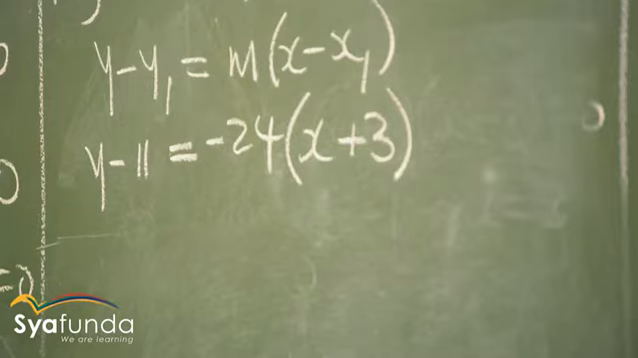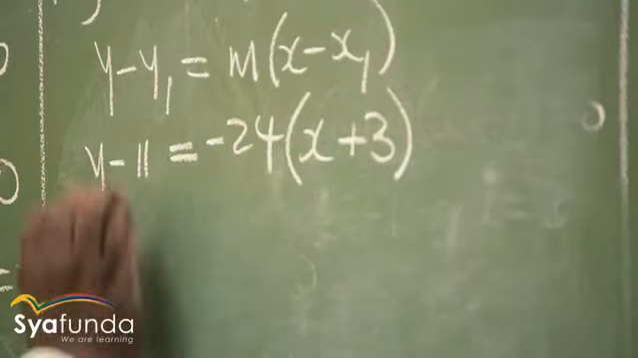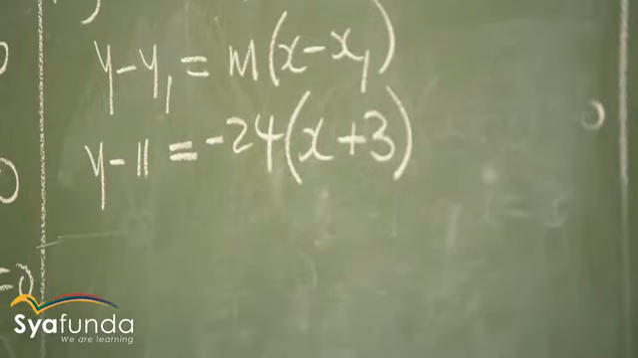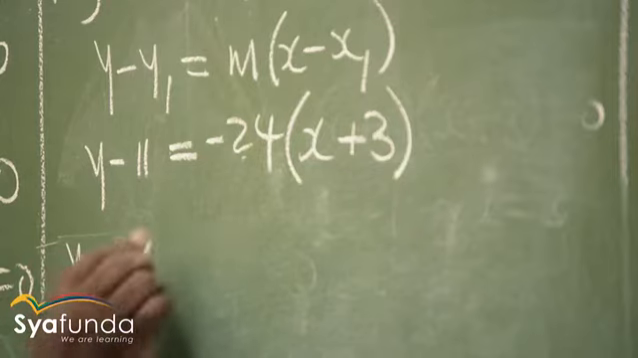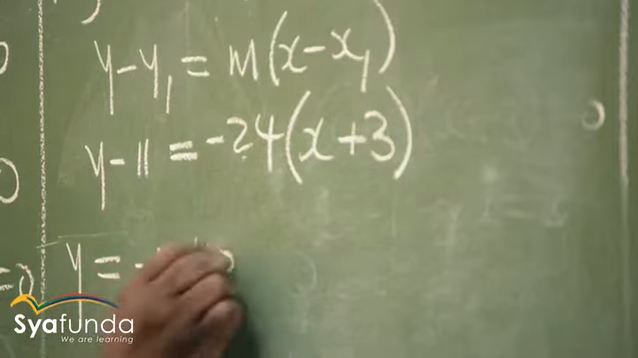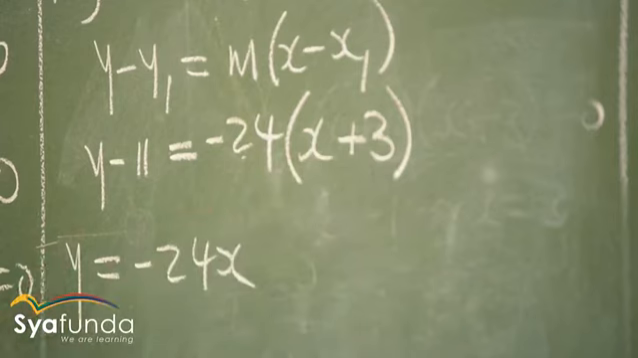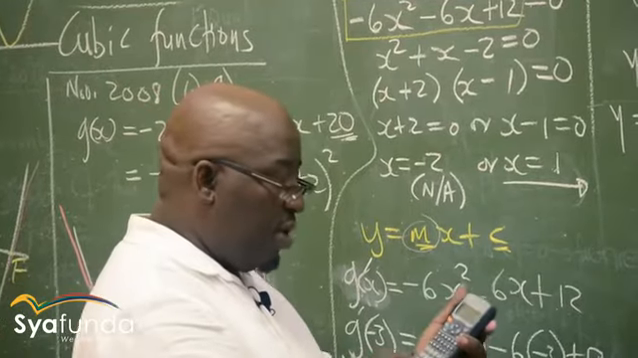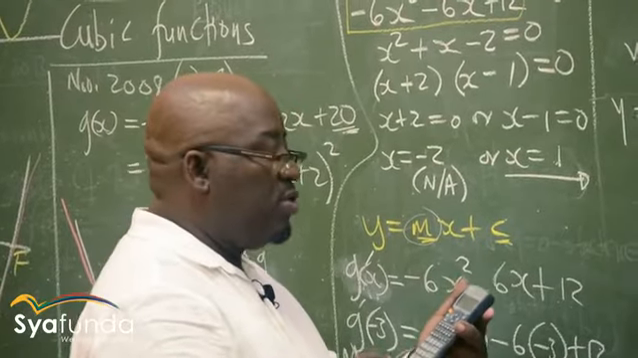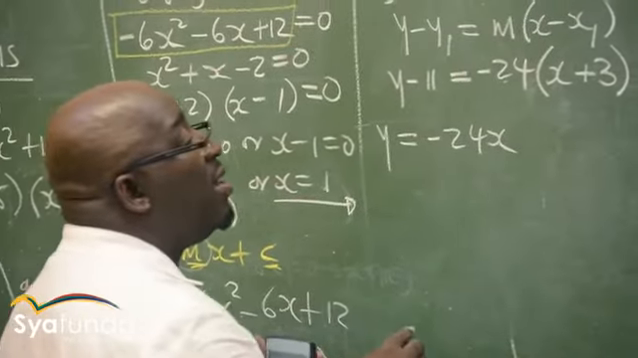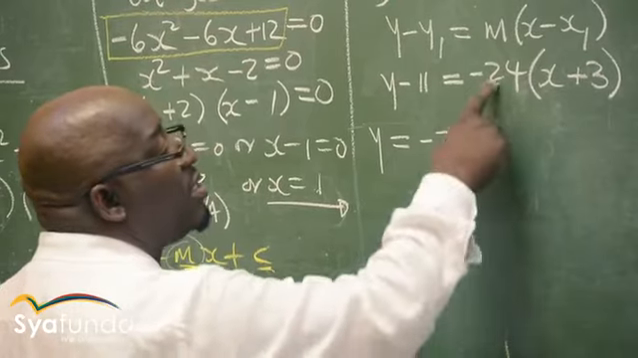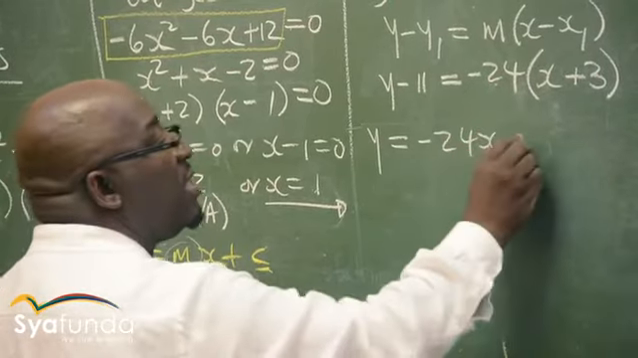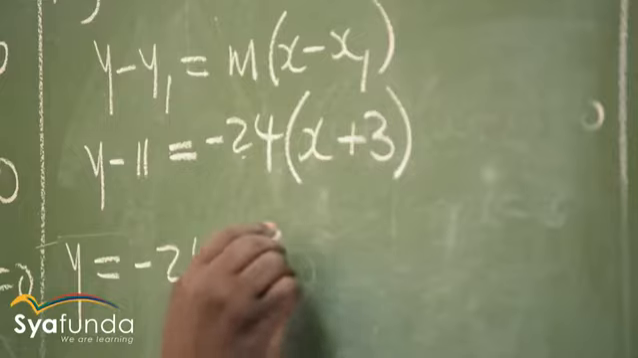Let's break those brackets. What do we have now? Let's make it y is equal to something. It means that we need to take this one, which is positive. It will be y is equal to, this times that, it's minus 24x, 24 times 3, it will give us 72. Yes, it is 72. This times this, it's minus 24x. This times this, it's minus 72.